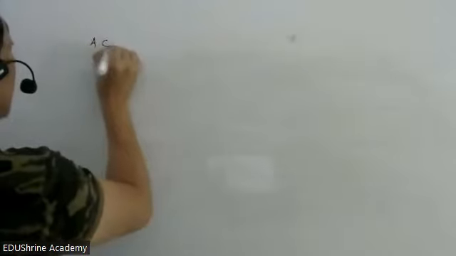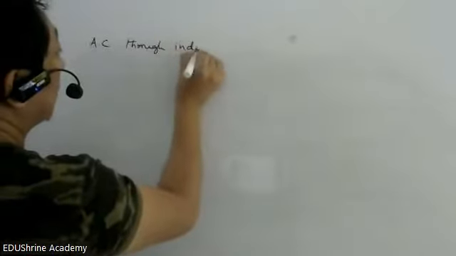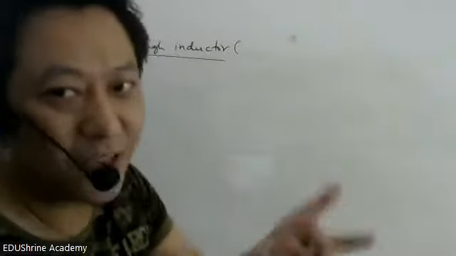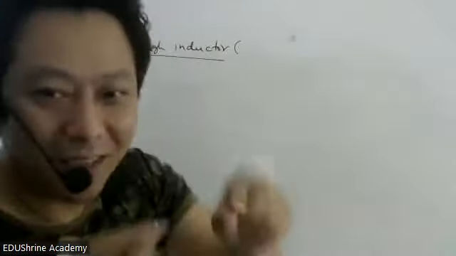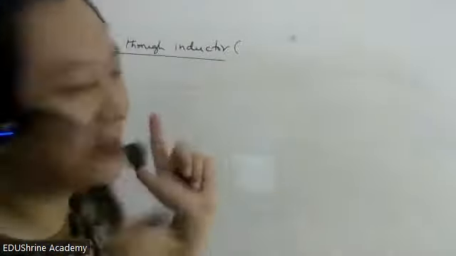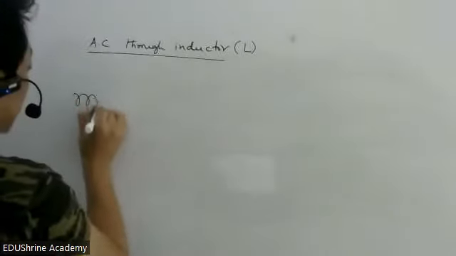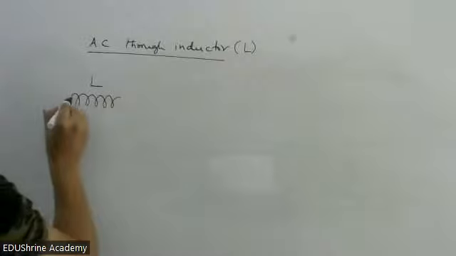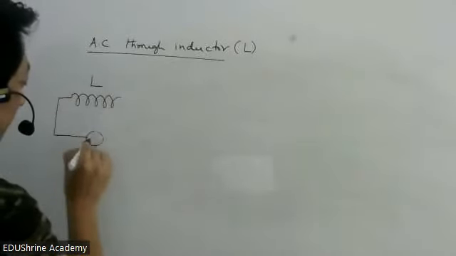Write the topic: AC through inductor. Inductor means the device which has inductance, and any coil has inductance. Even a single loop will have inductance, remember. So let us say this is your inductor whose inductance is L, and I am going to connect an AC.